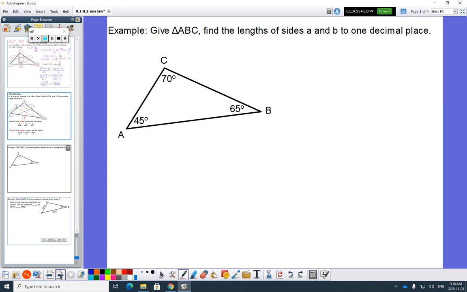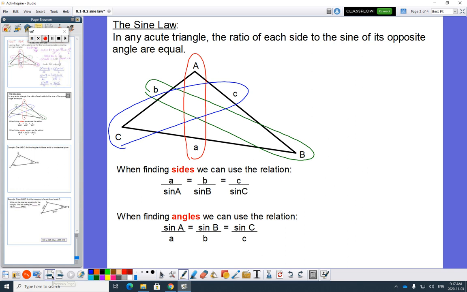So you can split part of the sine law and only use two of the ratios. You can totally do that. But you have to make sure you have at least one complete one. So in order to use the sine law, you have to know one angle and its corresponding side.